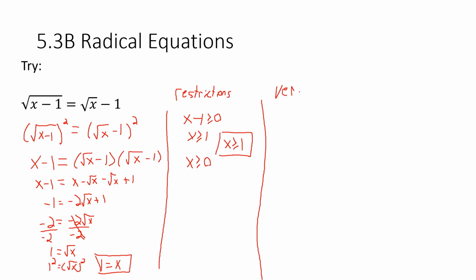Let's verify this term to make sure it is a valid solution. So we got one value for x, so we only need to do this once. Let's put in that 1 into both sides of the equation. So square root of 1 minus 1 equals square root of 1 minus 1. So 1 minus 1 is 0, square root of 0. Square root of 1 is just 1 minus 1. Square root of 0 is 0. 1 minus 1 is 0. That checks out.